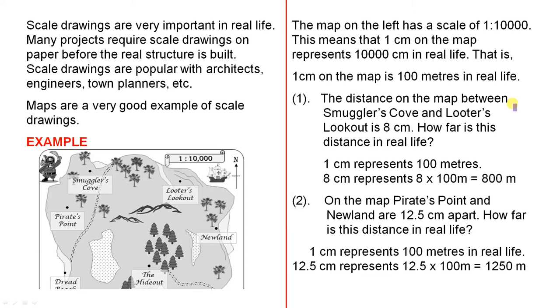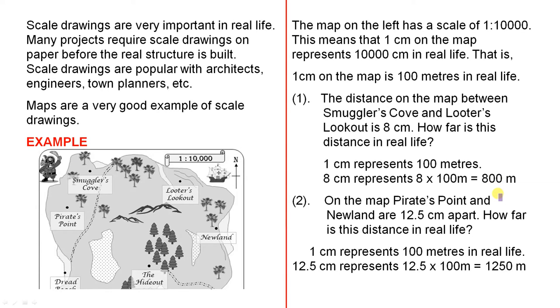The distance on the map between Smuggler's Cove and Looter's Lookout is 8 centimetres. So the difference from there to there on the map is 8 centimetres. How far is this distance in real life? So 1 centimetre on the map represents 100 metres in real life. So 8 centimetres represents 8 times 100 metres, which is 800 metres.